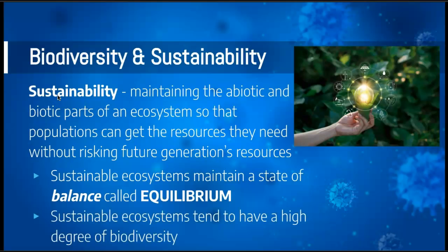Now, sustainable ecosystems tend to have a high degree of biodiversity, so that is how these two ideas of biodiversity and sustainability interact, right? In order for an ecosystem to be sustainable, typically it needs a high degree of biodiversity. And the reason for that is a high degree of biodiversity means that there are a number of different ways that organisms can get the resources they need. The more possible ways to get resources, the easier it is, and that means that an ecosystem can keep a relative balance or equilibrium.